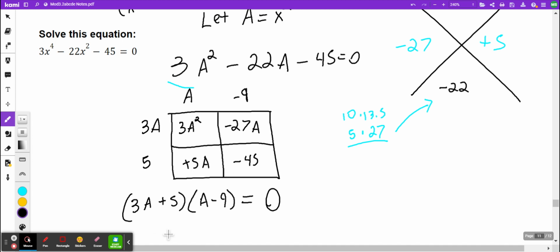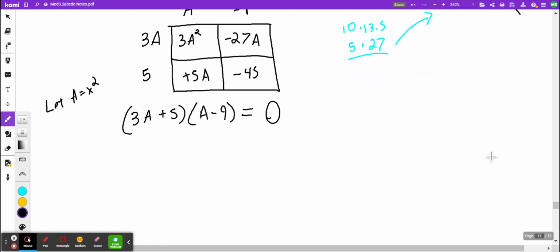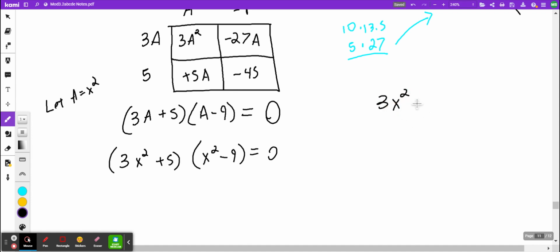But wait. Remember we said let a equals x squared? We're going to bring them back. So if we bring them back, we should have 3 times x squared plus 5, and we should have x squared minus 9. So if I was to solve for each of these, I'll solve 3x squared plus 5 is equal to 0, and I'm going to solve for x squared minus 9 is equal to 0. So I'm solving for, hey, this is a factor and this is a factor.